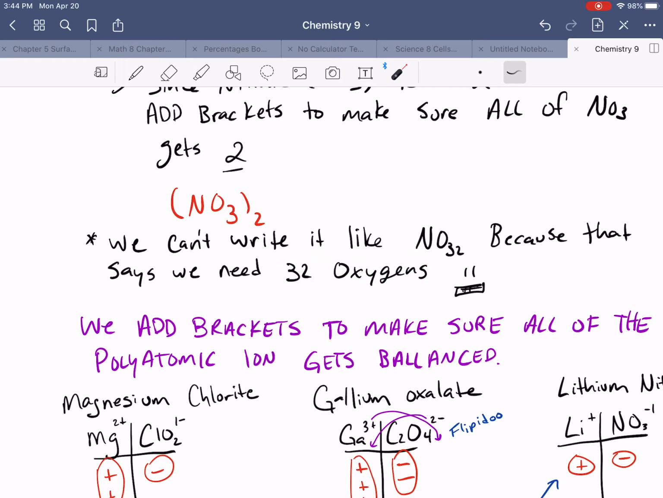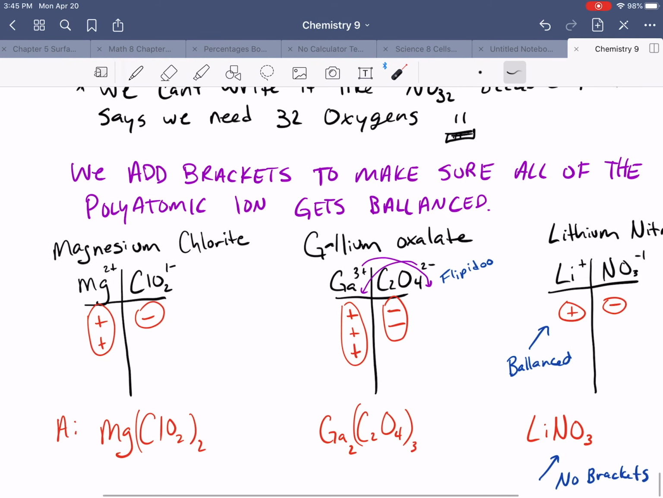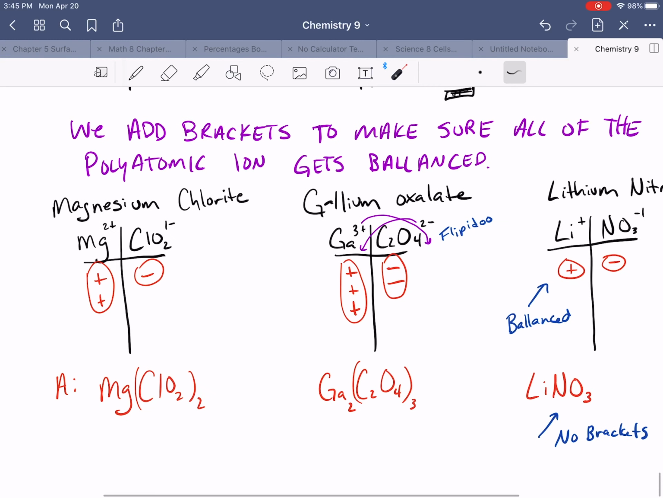So that's why you have to put these brackets in, to designate that there needs to be 2 nitrates and not 32 oxygens. We add brackets to make sure all of the polyatomic ions get balanced. So right here, I just want to show you, I did some practices.